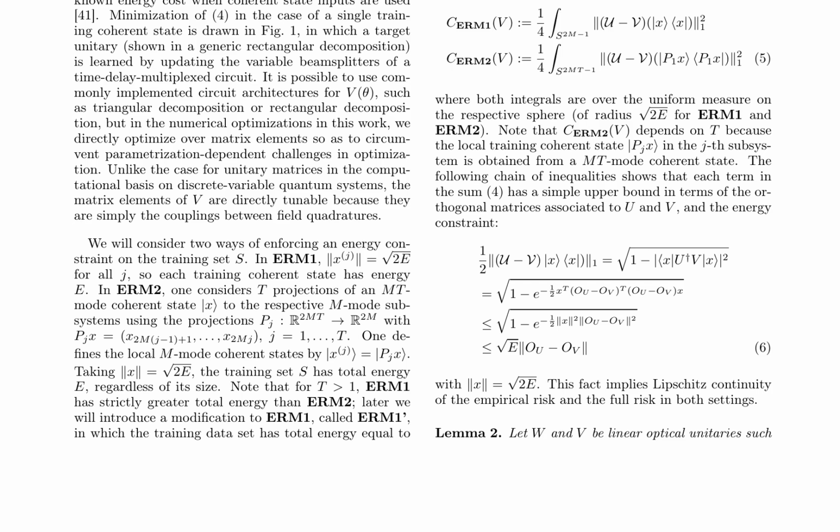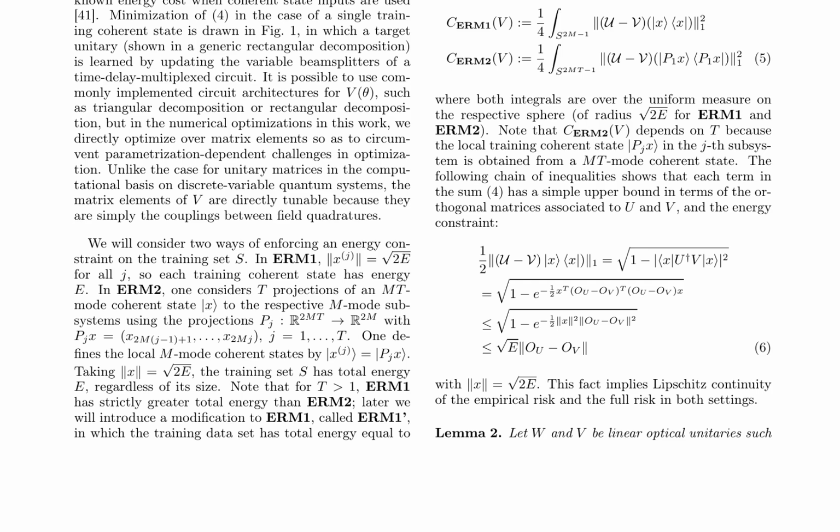This avoids parametrization-dependent challenges in optimization, as the matrix elements of V are directly tunable due to their representation as couplings between field quadratures. The importance of considering energy constraints in variational learning tasks is highlighted, particularly when dealing with large-scale quantum systems. The ERM1 modification ensures that the training dataset has a total energy equal to that of ERM2, providing a more balanced comparison between the two approaches.